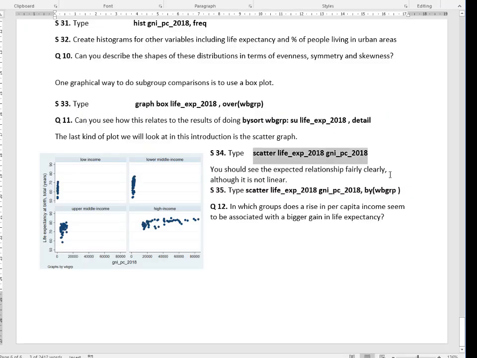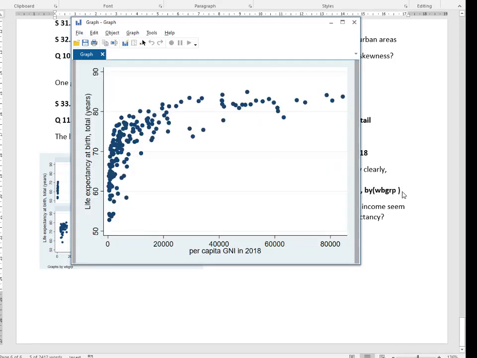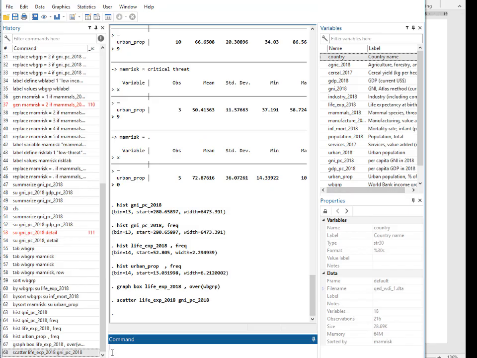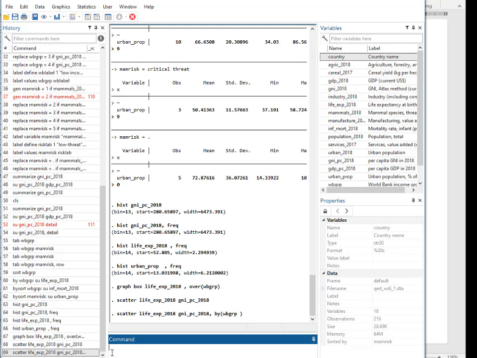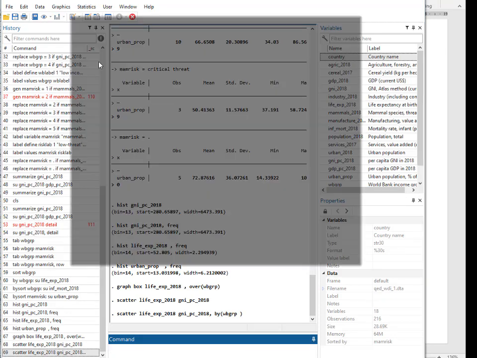And then if you want to focus in on particular categories, onto this whole thing here, you can put on this option of sorting it by World Bank. So it does it separately for each World Bank group. So it's a bit similar to the over one, except it does the whole thing separately for each. By means do it separately for each value. We should get our last chart.